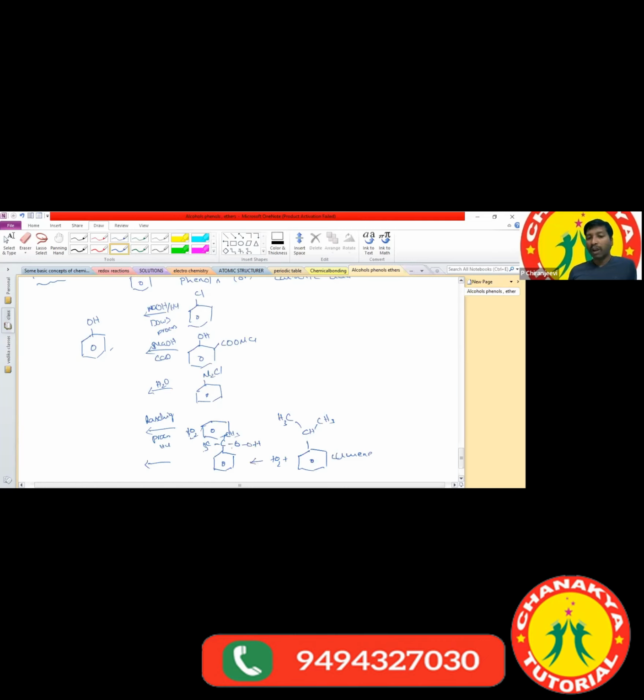After that, cumene hydroperoxide undergoes an intramolecular rearrangement reaction. The OH group attaches to the benzene ring, and between the carbon and oxygen a double bond forms. One product is phenol. The other product is acetone, CH3 bond C double bond O CH3. So all these are the different methods for the preparation of phenol.